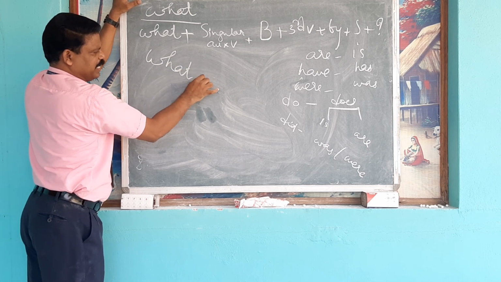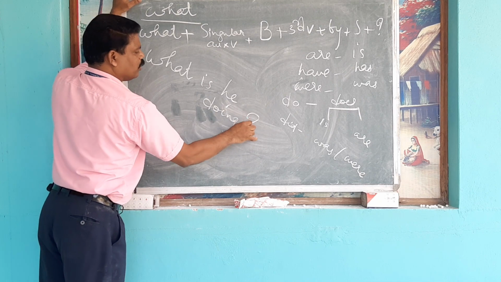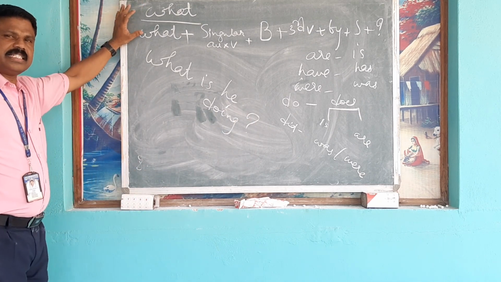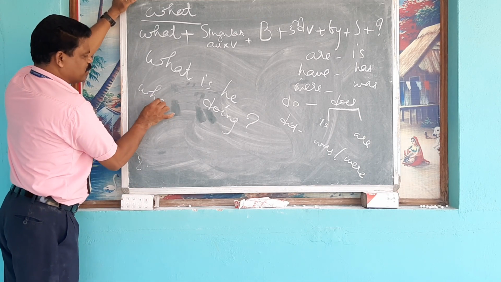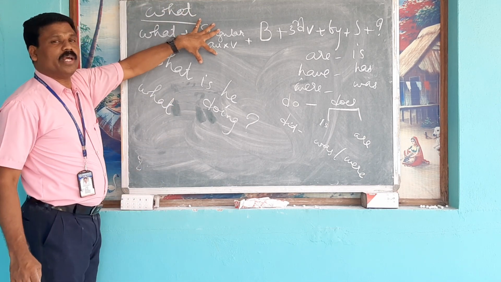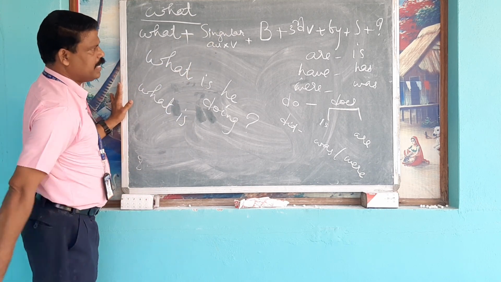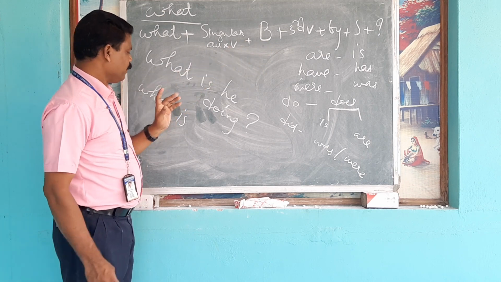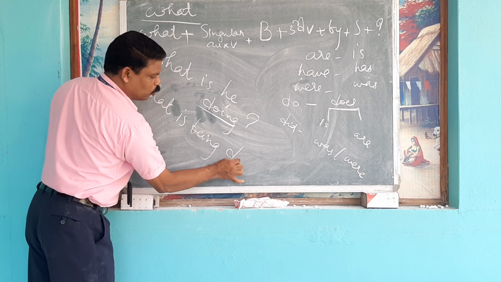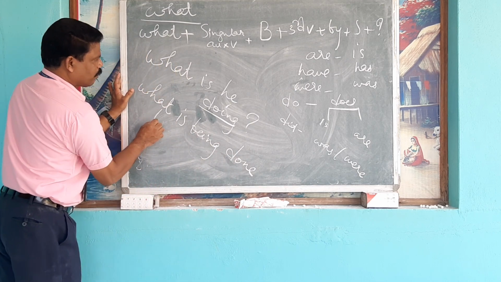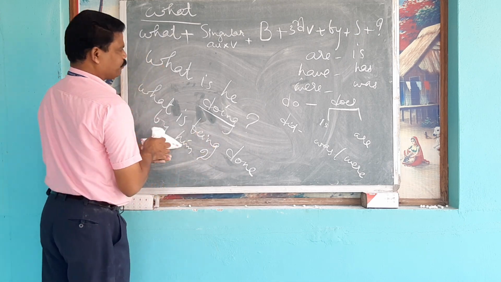What is he doing? Look at the sentence. The sentence begins with what. So first we have to write what. Then the singular auxiliary verb; is itself is singular. What is? Then we have to add being. What is being? The verb doing: do, did, done. By him. Then add the question mark.